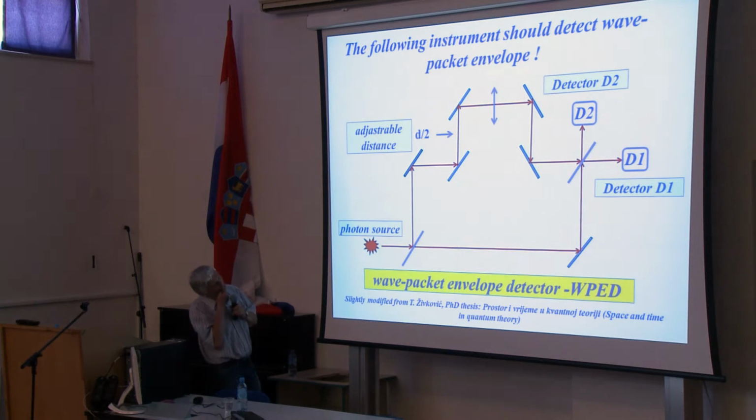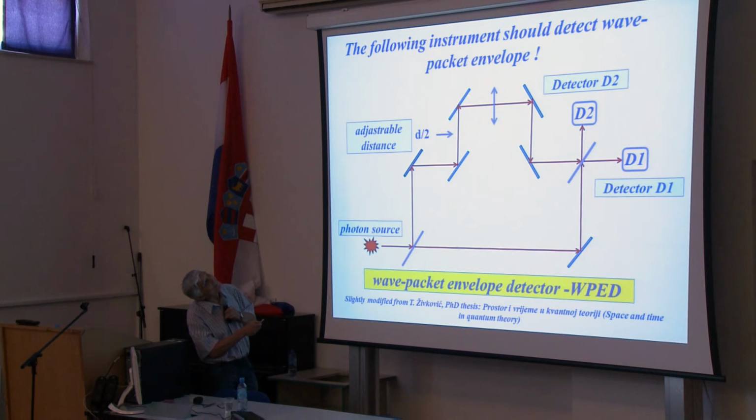Here is a photon source. Here is a half-silvered mirror, so the photon wave function is partly reflected, partly coming here. But here you have the distance, d over 2, which is changeable. Depending on the distance, the optical path through here differs from the optical path through here, and you can change the difference of optical paths. As you change the difference, you detect how your photon is arriving in detector D1 and detector D2. And of course, the probability at detectors D1 and D2 is going to depend on that distance here.